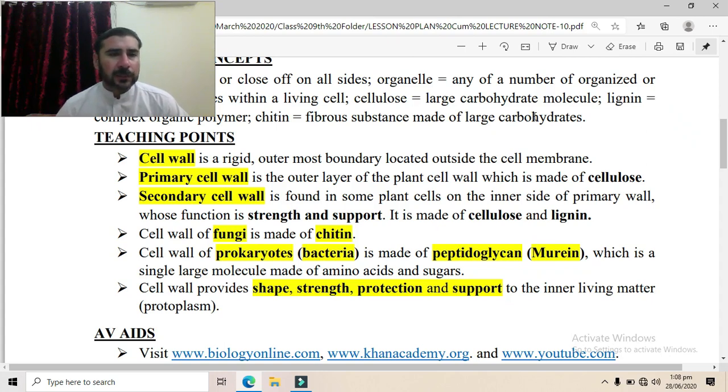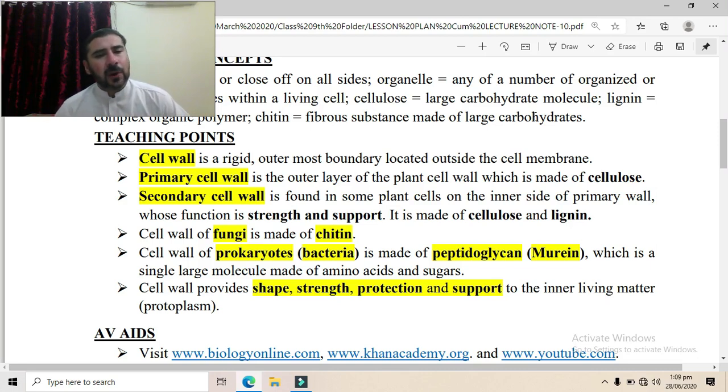So those parts of the plants which require additional strength, for example the stem, have cells which have both layers of the cell wall, primary cell wall as well as secondary cell wall, for the strength and support.